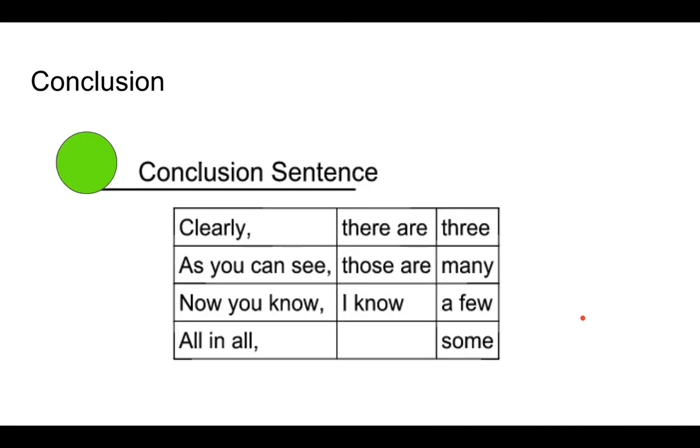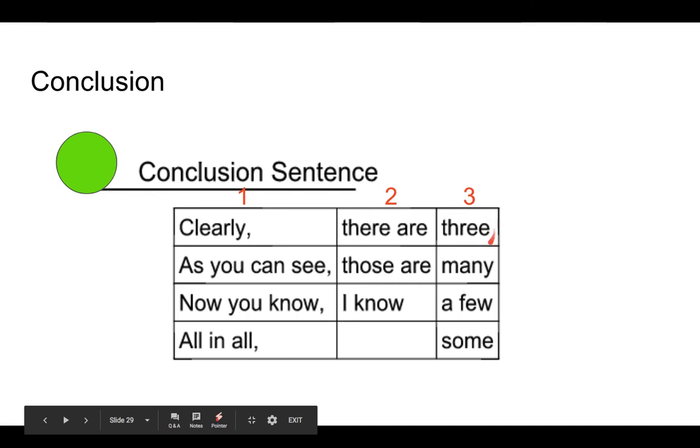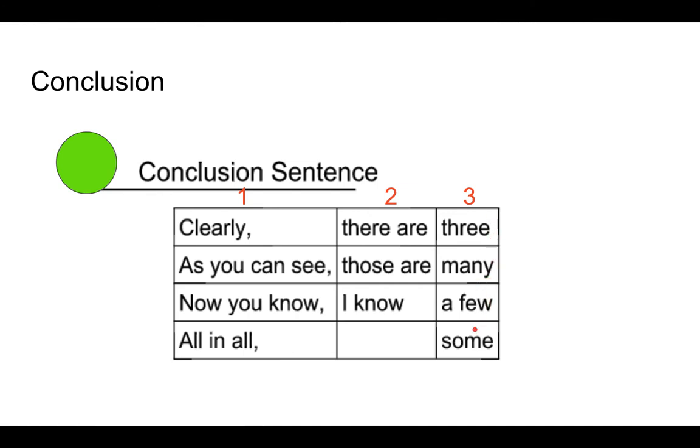This looks very similar to the topic sentence and the transition words. We have different columns and rows of things you can choose from to help you with your sentence. So I'm going to start first with one of the phrases in this first column. Clearly, as you can see, now you know, all in all. So I'll start with one from those. My next step is a phrase from the second column. There are, those are, I know. And then choosing one from the third column. Three, many, a few, some. Finally, I'd complete my sentence with my topic.